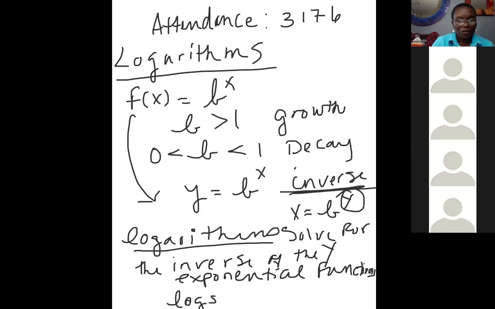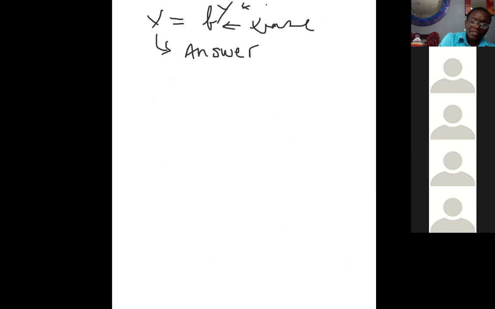So going back to that little dilemma we have, where we have x equals b to the y and we're trying to solve for y. Let me identify parts of this. Here are the components, guys. b is the base. x is the answer. And then y, of course, is the power or the exponent. The power of the exponent.